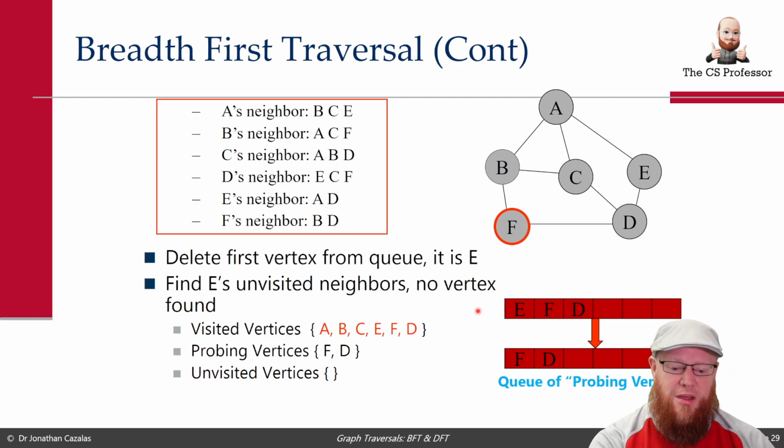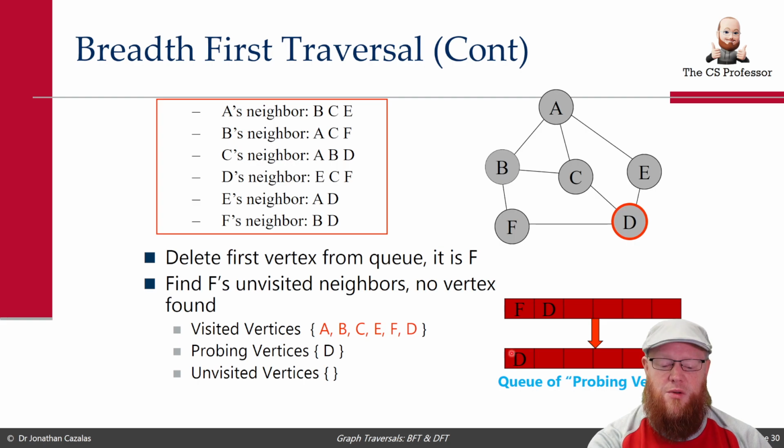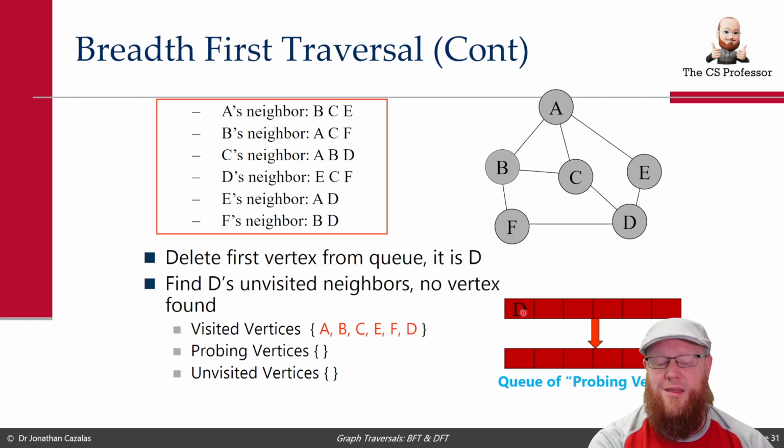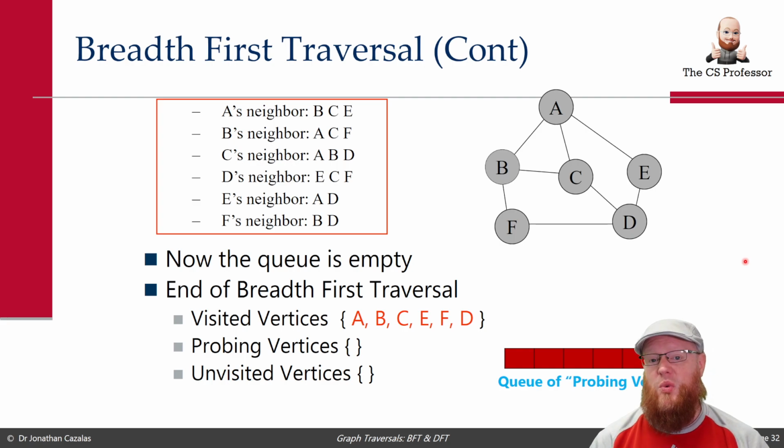And so we do the same thing again. DQ, we're going to end up DQing F at the next iteration. There are no remaining unvisited neighbors of F. You're done. Next iteration is D. DQ the D. There are no remaining unvisited neighbors of D. You are done. That is your breadth first traversal. Next slide. The queue is empty. We are done with the breadth first traversal.